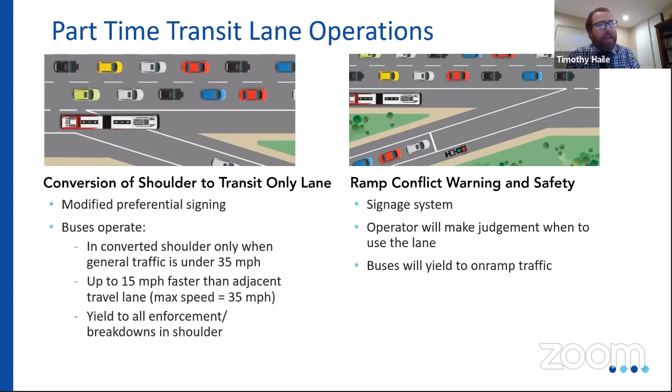The buses would operate only when the general traffic in the adjacent lane is 35 miles an hour or less. So it would always be a max speed of 35 miles an hour. And the buses will also only operate 15 miles an hour faster than the adjacent lane. The buses would all yield to enforcement and breakdowns in the shoulder and any safety concerns. And then when the buses get to the exit ramps and the on-ramps, the bus drivers would actually be trained in order to be able to make judgment of when to use the lane and how to yield to traffic when they get to conflict points like exit ramps and on-ramps.